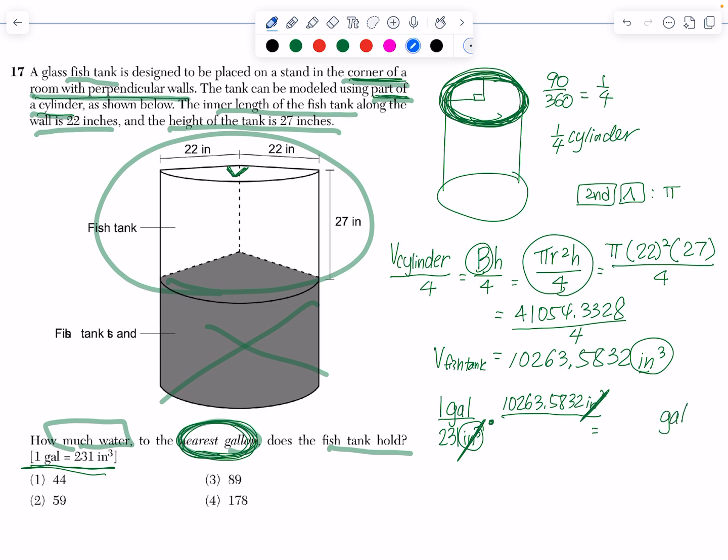So what do we have? We have 1 times the decimal, enter, then divided by 231. And when you do that, we get 44.4310. Once again, the question said nearest gallon, which means whole number. So that would be 44 gallons, which is choice 1.